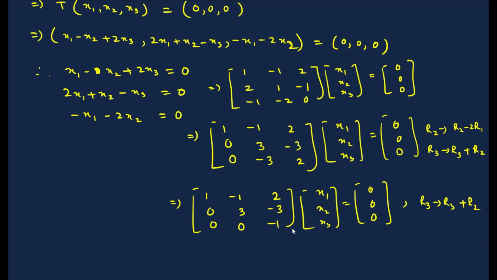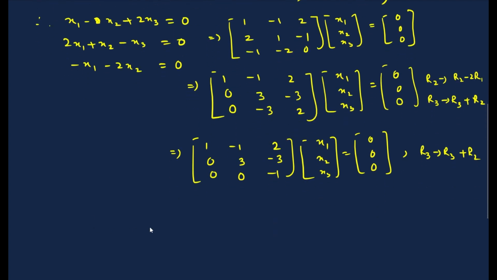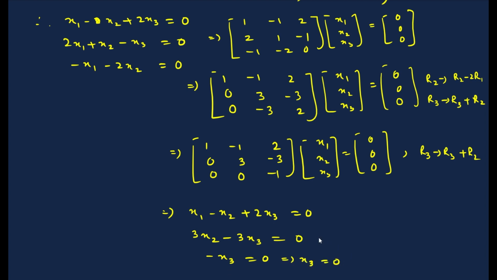Now if you multiply again, we'll get 3 different equations, right? Our first equation will be x1 minus x2 plus 2x3 equals 0. Second equation is 3x2 minus 3x3 equals 0. And finally minus x3 equals 0. So from the last equation, x3 is 0. If you put the value of x3 here, your x2 will be equal to 0. And if you put x2 and x3, your x1 equals 0. So all the values are 0.